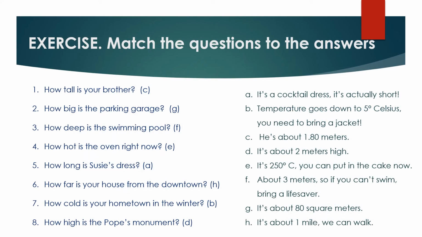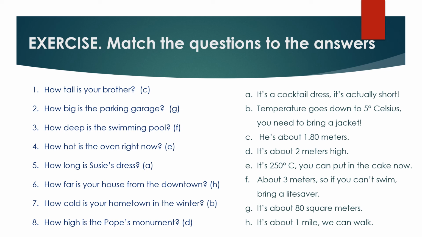One, how tall is your brother? He's about 1.80 meters. 2, how big is the parking garage? It's about 80 square meters. 3, how deep is the swimming pool? About 3 meters, so if you can't swim, bring a lifesaver. 4, how hot is the oven right now? It's 250 degrees Celsius. You can put in the cake now. 5, how long is Susie's dress? It's a cocktail dress. It's actually short.